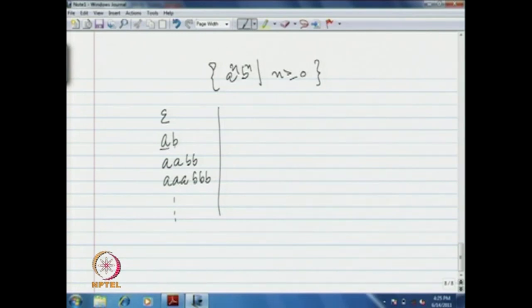Corresponding to each a here, you have a b. In this, you see there are 2 a's, 2 b's, 3 a's, 3 b's. Let me put the correspondence like this. This a is corresponding to this b, and similarly here this a is corresponding to this b, and the second a is corresponding to the second from the right side. Suppose you give this correspondence, then you can think of the production rules that can generate this language.